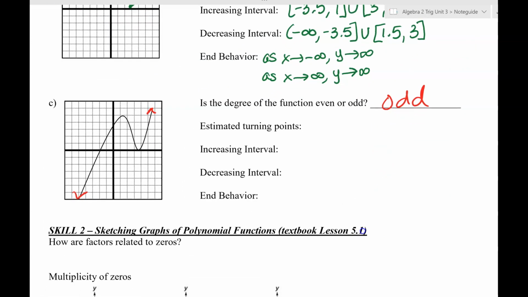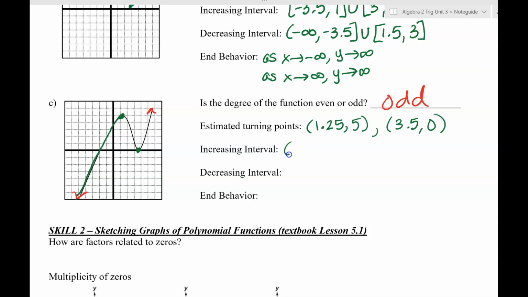The last one that we knew was odd degree here. I see 2 turning points, and I'm going to estimate that first one to be at 1.25, maybe 1 1/4, and then its height is at 5. And then there's another one at 3.5, 0. And so my first interval here, I'm going to say is increase. And I know that's an increasing interval because from left to right, I would be increasing for the entire function until I reach this first point.